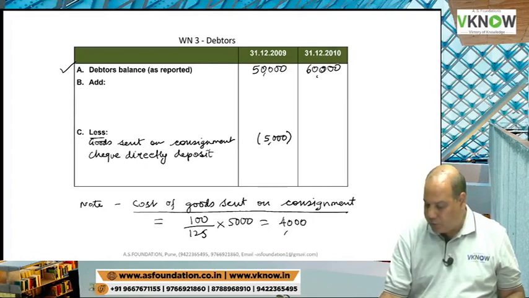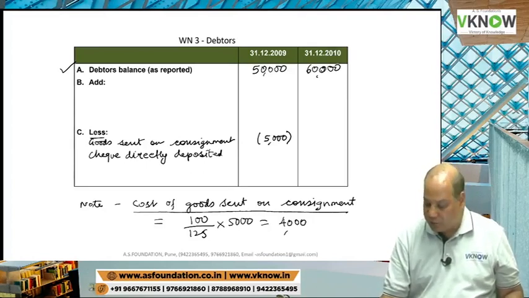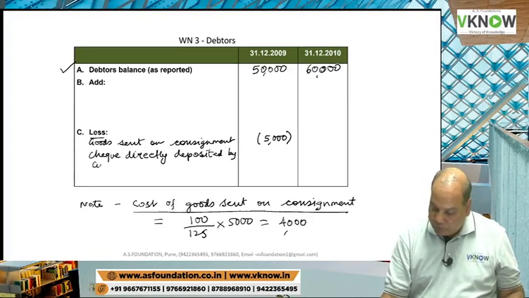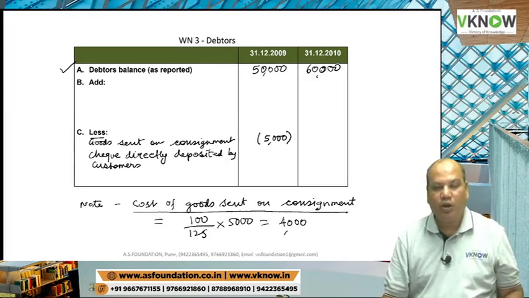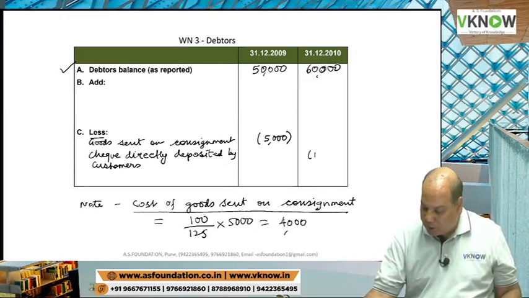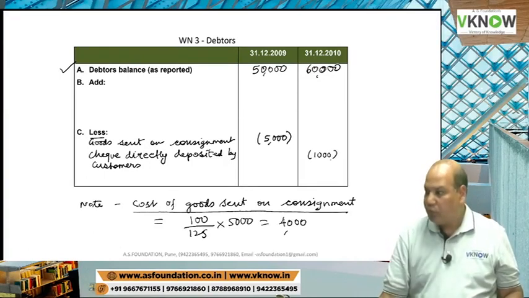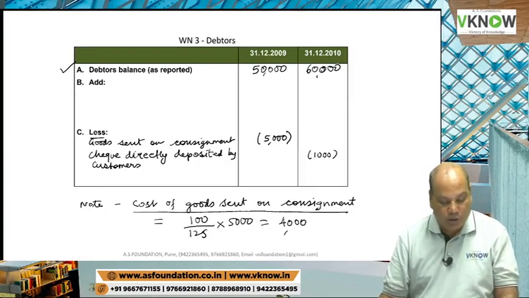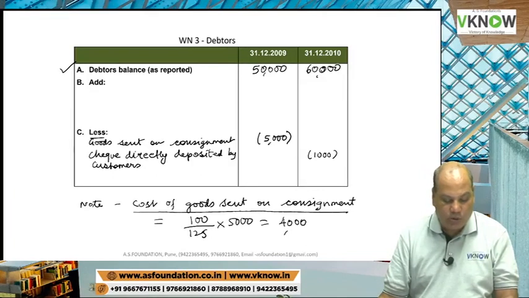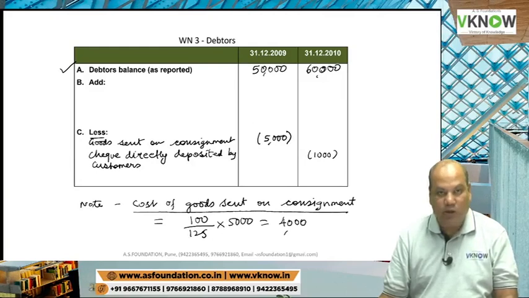This entry we are passing bank to debtor. So once we are passing entry bank to debtor, it means this item has already come in our bank account and it is already there in passbook account. So it is not a BRS item. Rather, it is an adjustment to be done in debtors. Last adjustment, check for 500 deposited in December 2010 was dishonored but no adjustment was made.